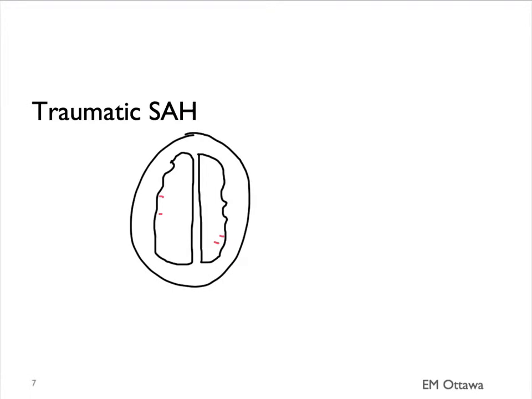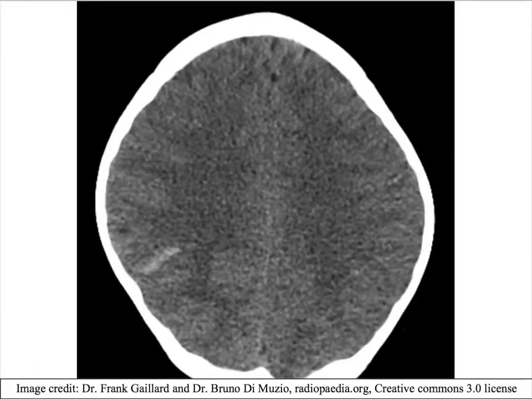A traumatic subarachnoid hemorrhage will be seen in the subarachnoid space. On a CT head, it would look like this. Can you spot the traumatic subarachnoid hemorrhage?